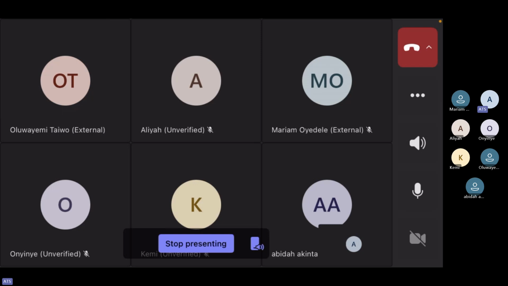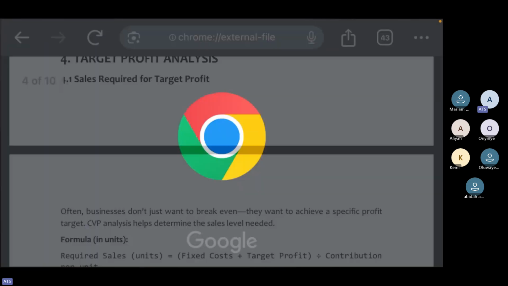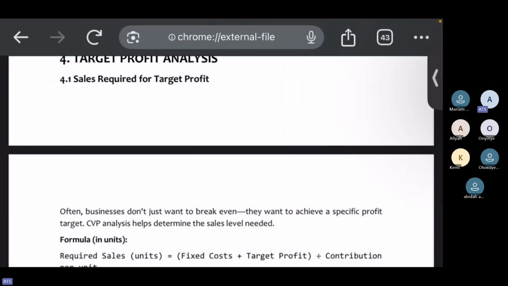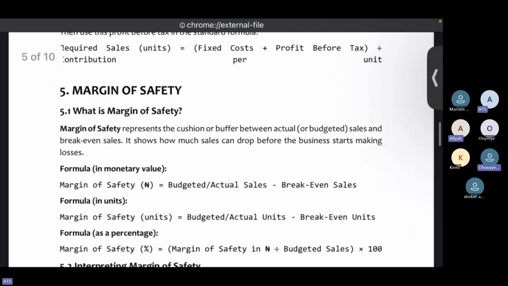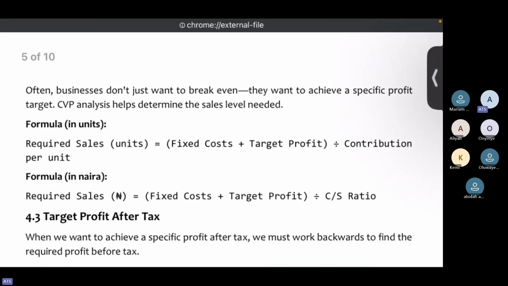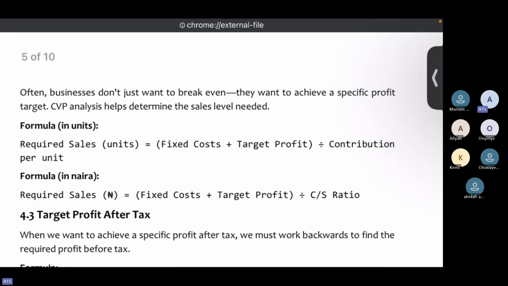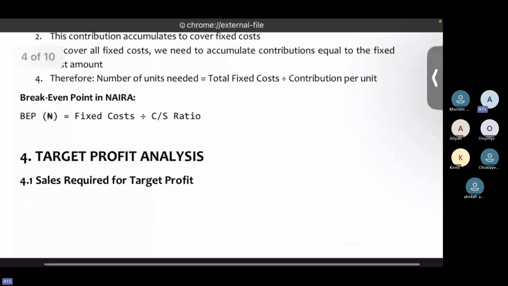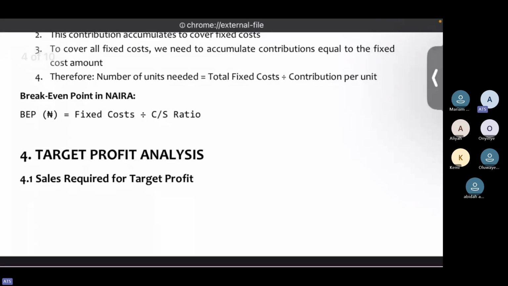So does anybody else have any question before we continue? Okay, I will take your silence as no. Can you still see my screen? Yes, ma'am. Sorry about that, we'll soon move to a bigger screen now. So where did I stop? Have I talked about target profits? No, you're just about to explain that.